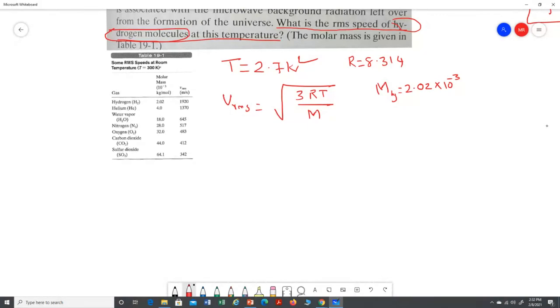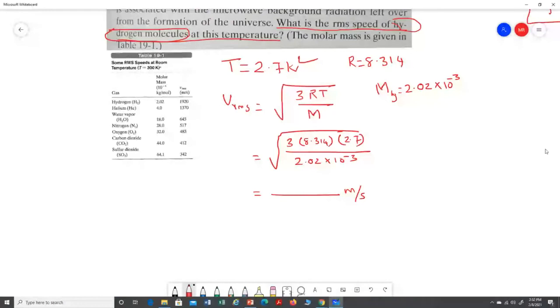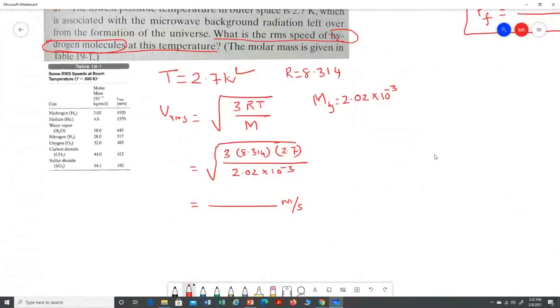When you substitute this value, you will get the answer. So 3, the R value is 8.314, and the temperature is given as 2.7, divided by the molar mass of hydrogen, which is 2.02 multiplied by 10 to the power of minus 3. You will get the answer and the unit is... Clear? Yes, Doctor. Clear.